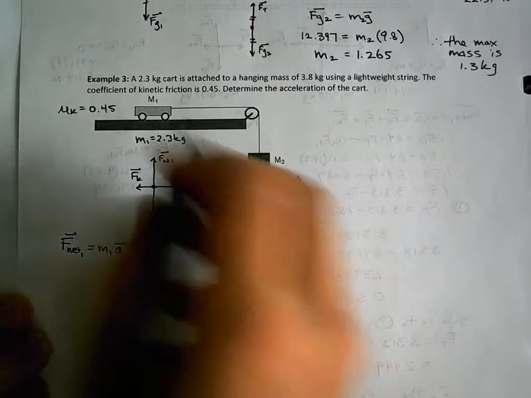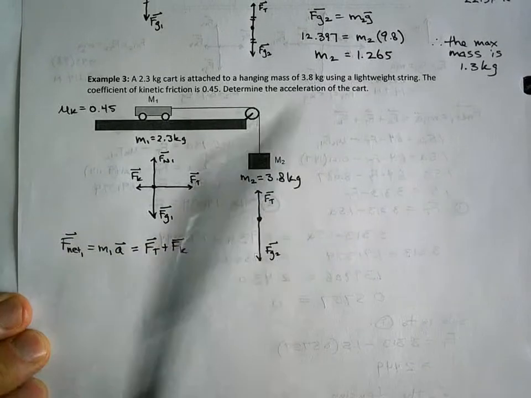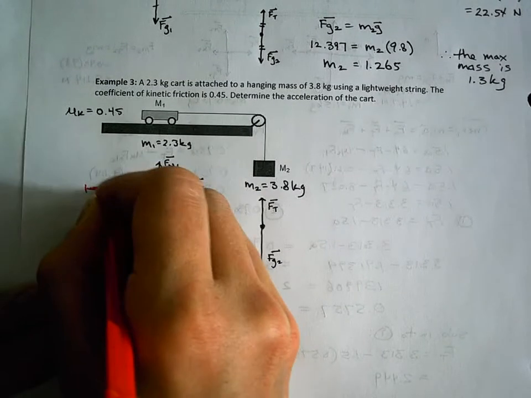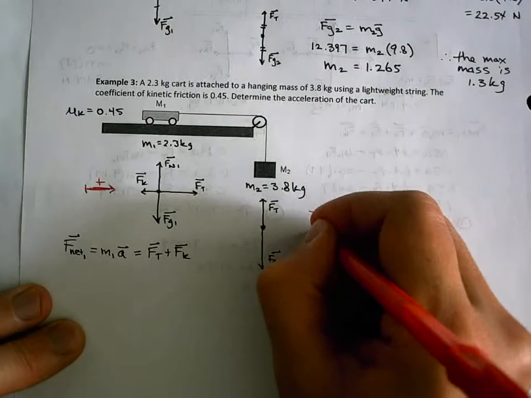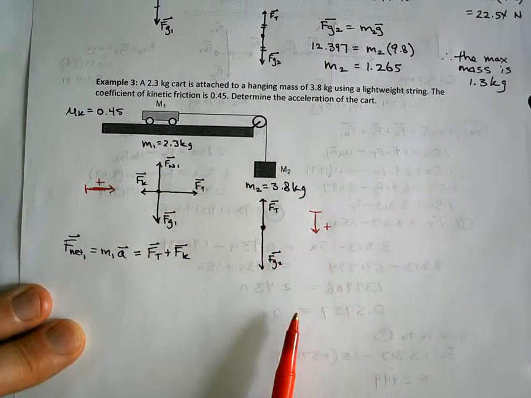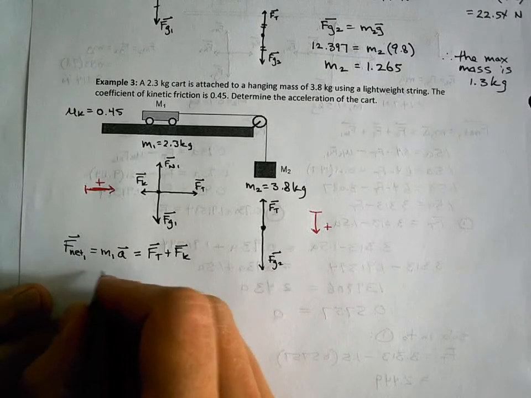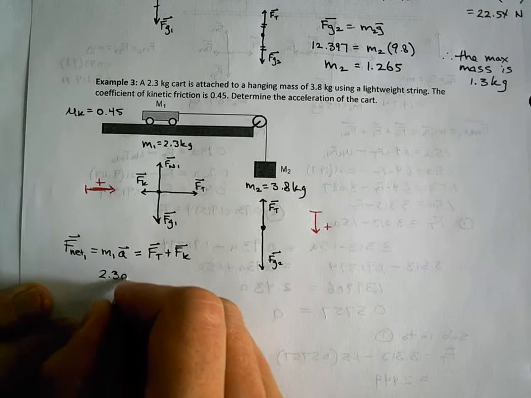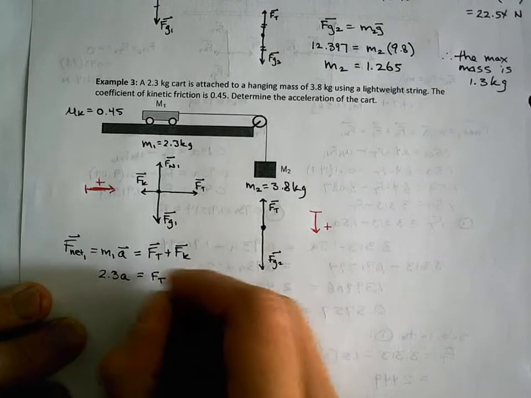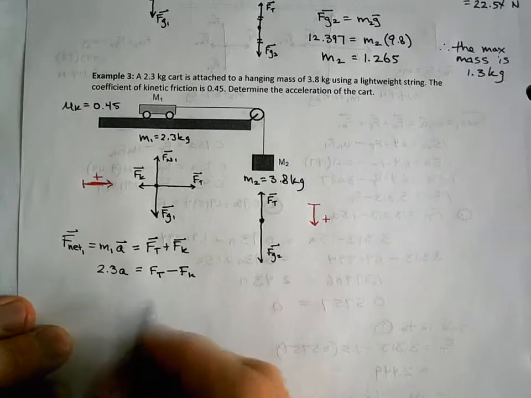And then I'm going to add up all the forces in the left-right direction. So I have Ft plus Fk. Now, we should define some directions. Here I'm going to define to the right as positive, and I'm going to define down as positive here. Remember, the pulley changes my direction, so this is positive and down is positive. In that case, I have 2.3a to the right, because I know we're accelerating to the right. Ft is going to be a positive value, and then I have to subtract Fk, because Fk is going in the opposite direction.